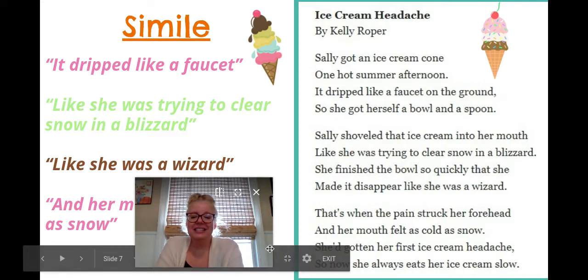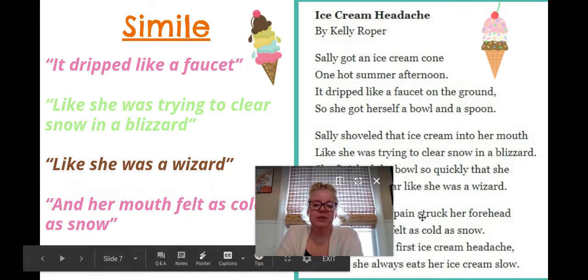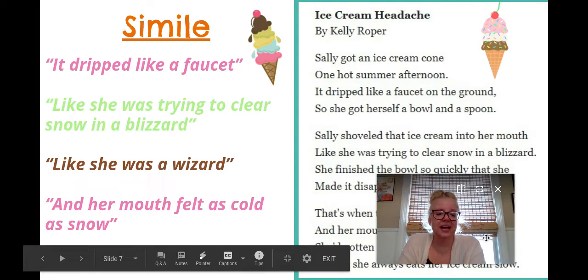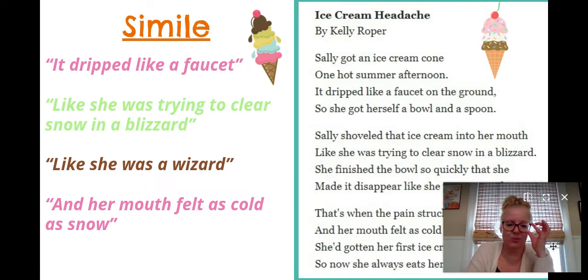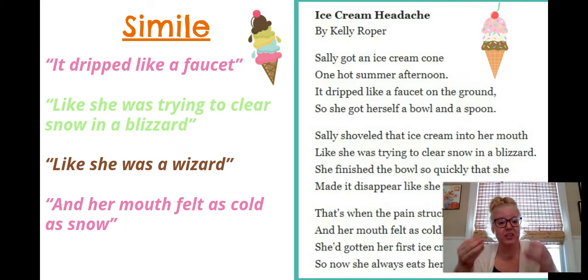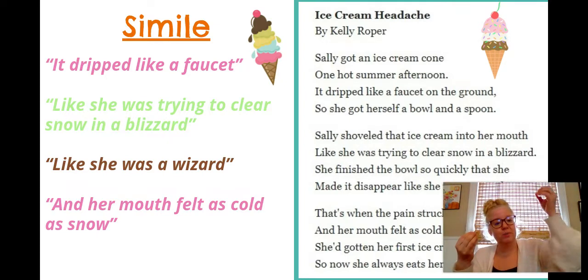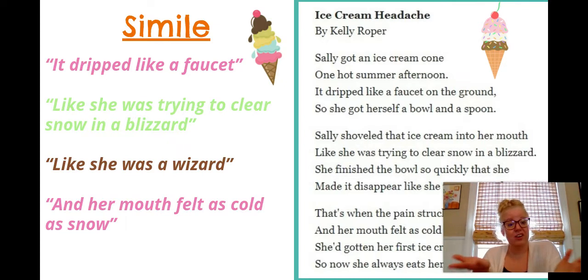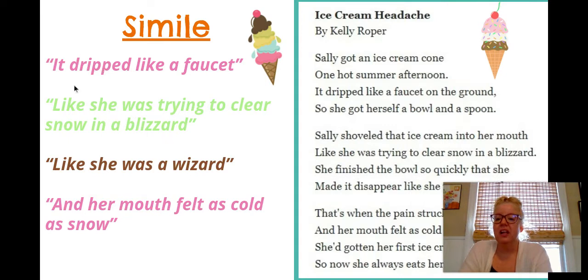Okay, so let's see what similes the author used to help make the point in this poem. It dripped like a faucet. So she's comparing the ice cream dripping to a faucet. You know, when the faucet drips water? So she's saying they're alike in that way. It uses the word like.